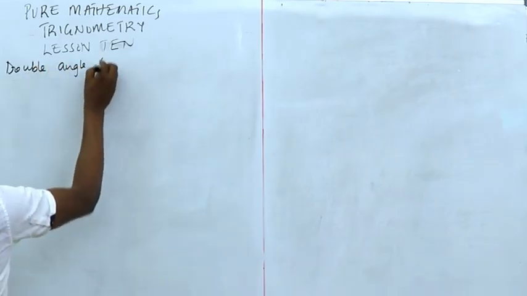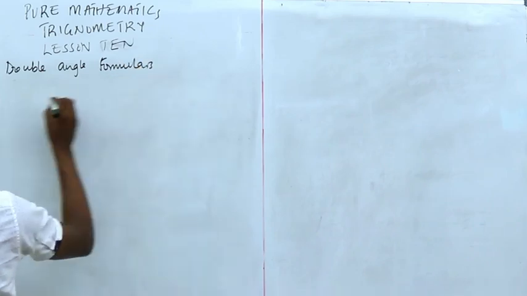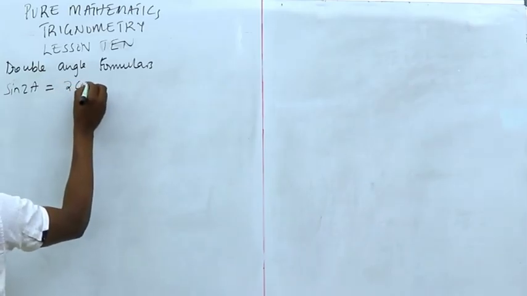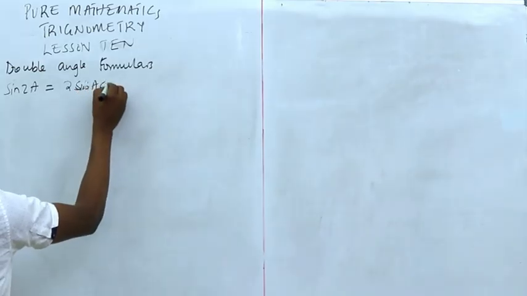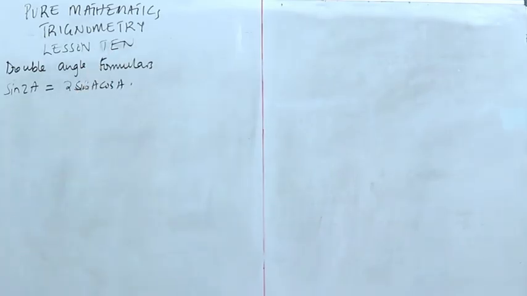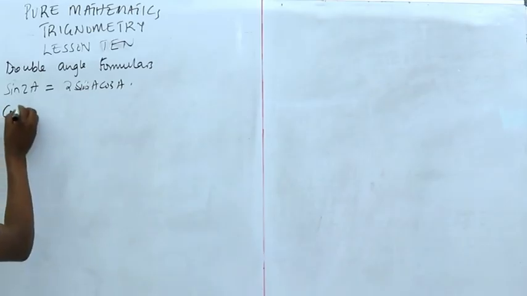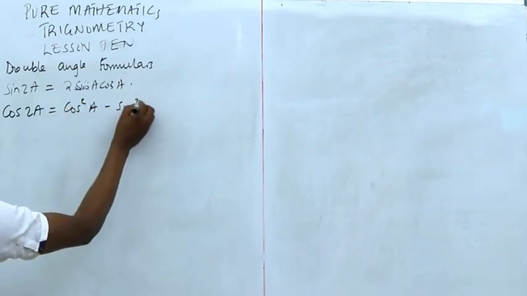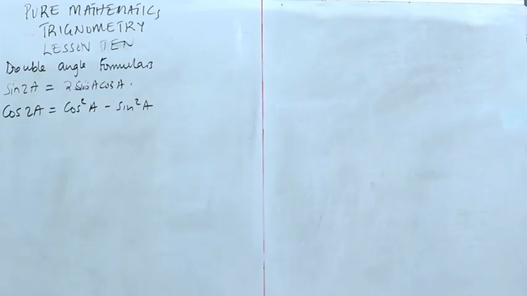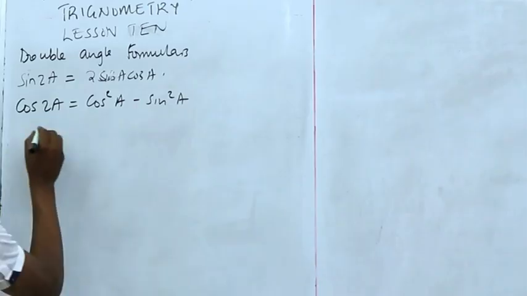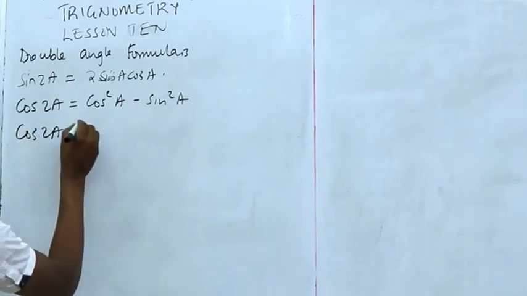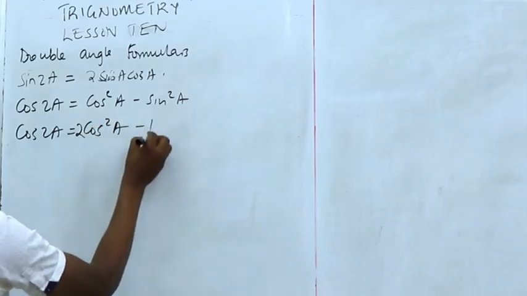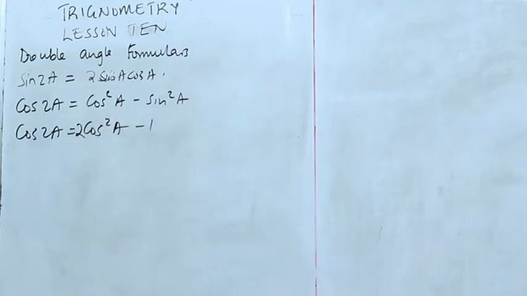We are looking at double angle formulas. We've just discovered that sine of 2a is 2 sine a cos a. We have also discovered that cos of 2a can be cos squared a minus sine squared a. But still, we can express this as 2 cos squared a minus 1.